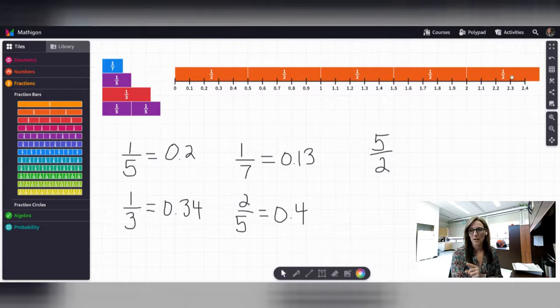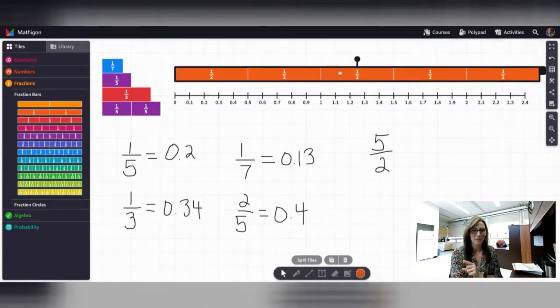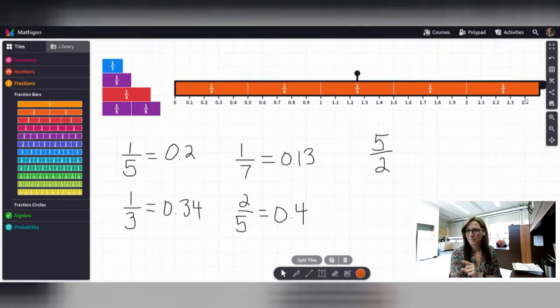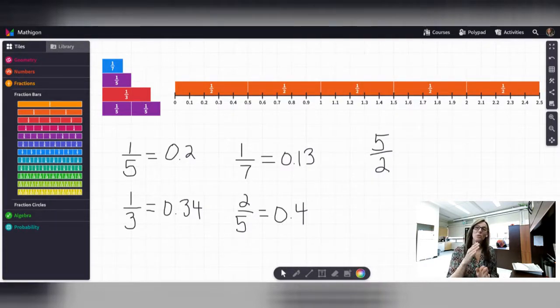Oops. My number line guy's in my way here. Let's move that quick. And there we go. So we have that visual. So they see 2 5/10 is a decimal equivalency to 5 halves.